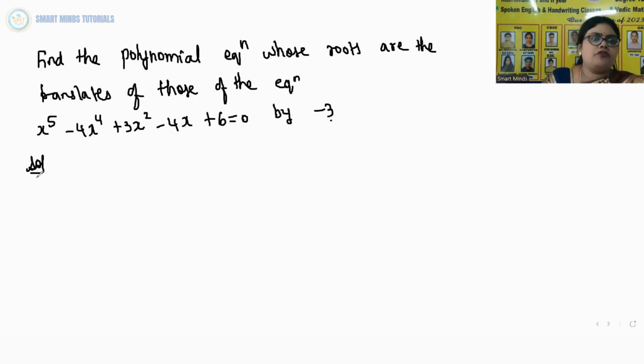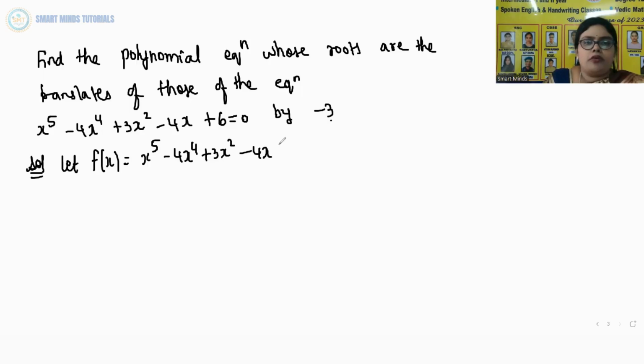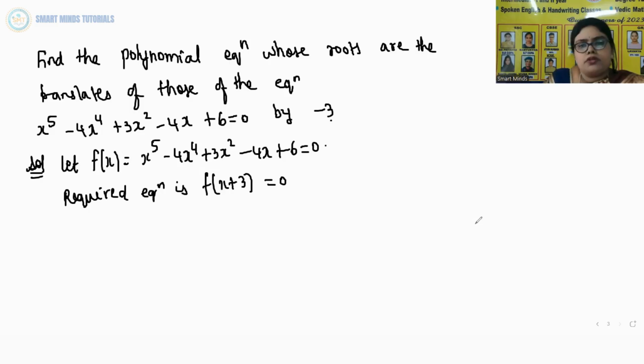So take the next question. Find the polynomial equation whose roots are the translates of those of the equation by -3. So first let us write the given equation. Let f of x is equal to x power 5 minus 4x power 4 plus 3x square minus 4x plus 6 is equal to 0. Now the required equation is f of x plus 3 is equal to 0. So let us do it by synthetic division.